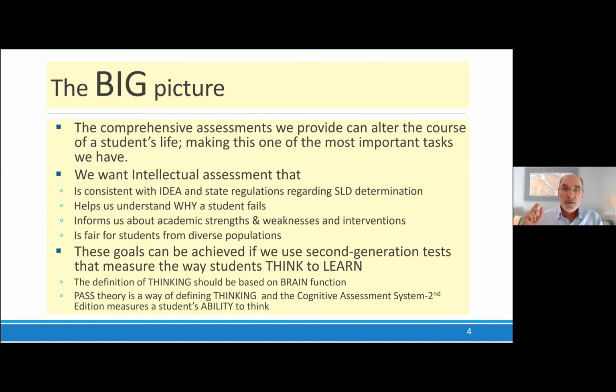But the key is this. With the Cognitive Assessment System, we want to measure the way students think to learn. We're going to be talking a lot about that. And thinking should be defined on the basis of brain function. And so we have the CAS theory, which is a way of defining thinking, and the Cognitive Assessment System as a way of measuring the student's ability to think. So all this stuff needs to be connected.